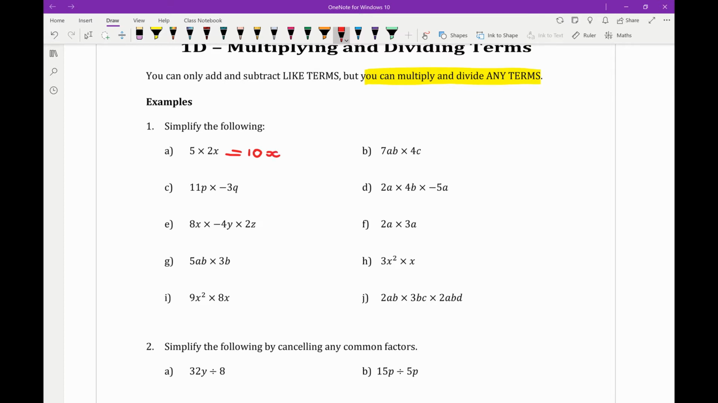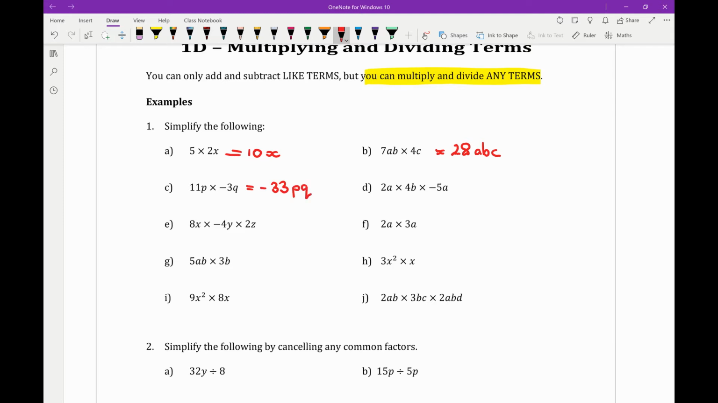So let's do it again for B. 7ab times 4c. 7 times 4 is 28, so multiply the numbers. And all the letters we collect at the end, so there's an A, a B, and a C. A, B, C. Part C. Multiply the numbers, so 11 times minus 3 is minus 33. And collect up the letters, there's a P and a Q.